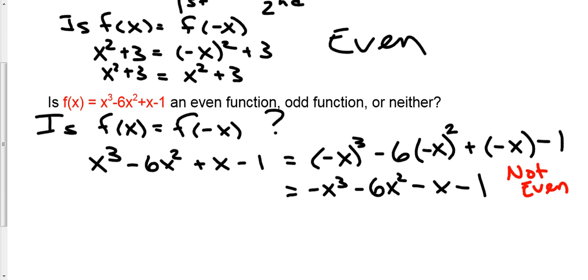Yes, sir. If it was 6x squared on the bottom, wouldn't it be 6x squared and then multiplying to negative? Remember your order of operations, my friend. If I squared the negative x, that's going to be positive x squared. And I'm subtracting it. Good question, though.